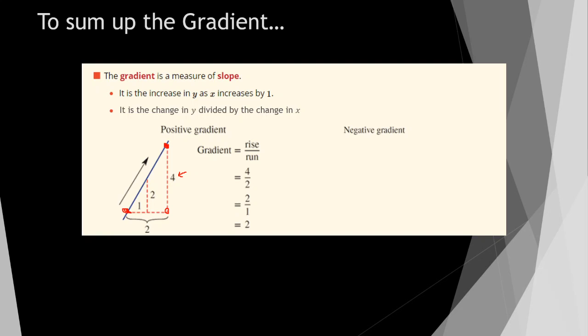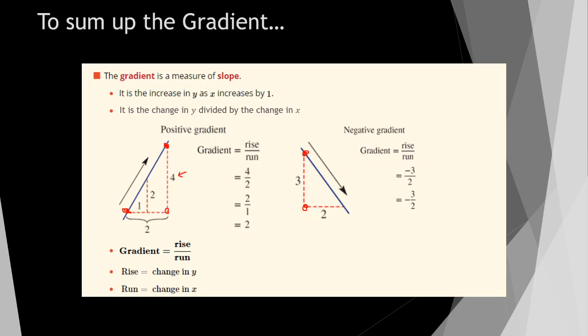What happens when we find the negative gradient? Okay, so we've got a point here, and we remember that the gradient is rise over run, and we see that the rise is going downwards, so we know it must be a negative number. It's gone down 3, and the run is always positive. It's gone across 2, so it's -3 over 2, and that is our gradient. Rise over run, rise is change in y, and run is change in x.